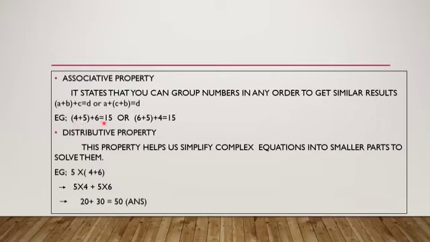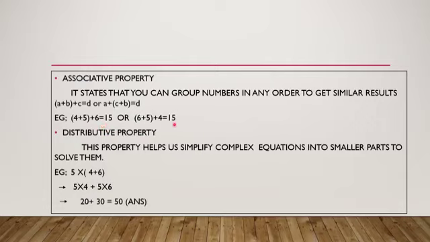So the answer that I got is 15. But in the second case, you see I have grouped 6 and 5. So the answer that I'm getting is again 15. So what happens is, irrespective of the position or the grouping of numbers, the answer that I'm getting is 15, or the answer is the same.